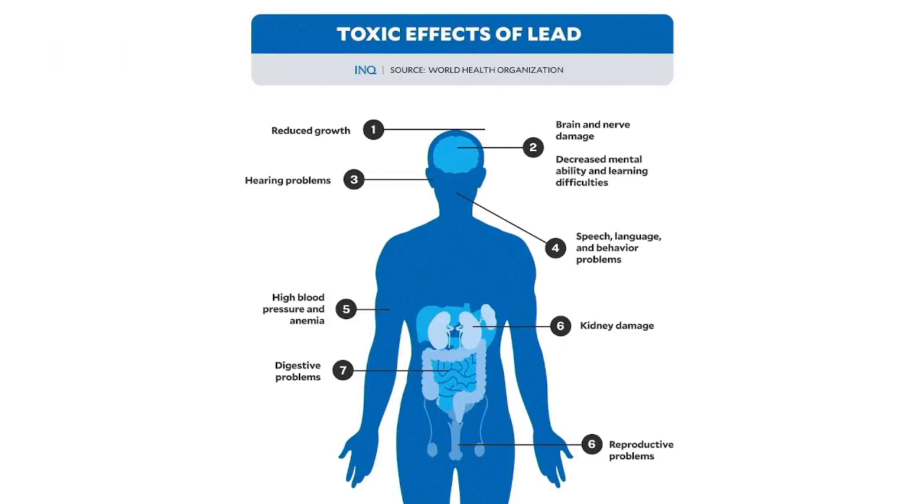Here's a graphic of some toxic effects of lead. It can slow down your growth, reduce growth. It can cause brain problems and nerve damage. It can cause hearing loss. And then speech, language, and behavior problems. It can cause high blood pressure, kidney damage, digestive problems, and reproductive problems.